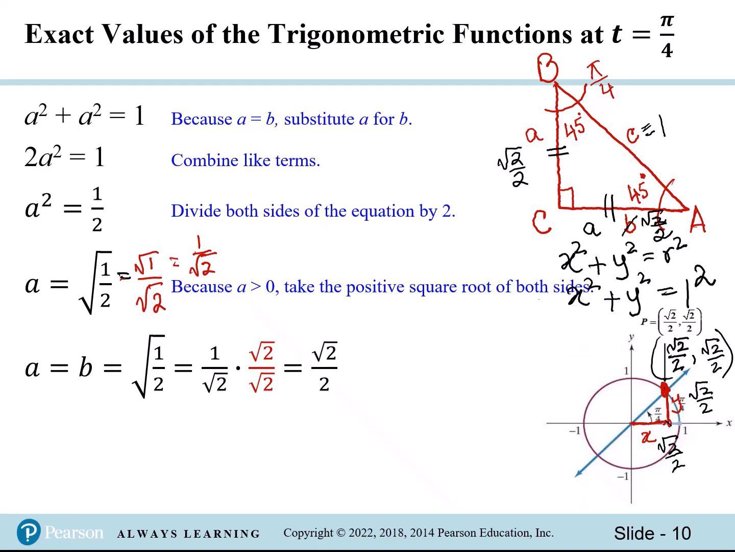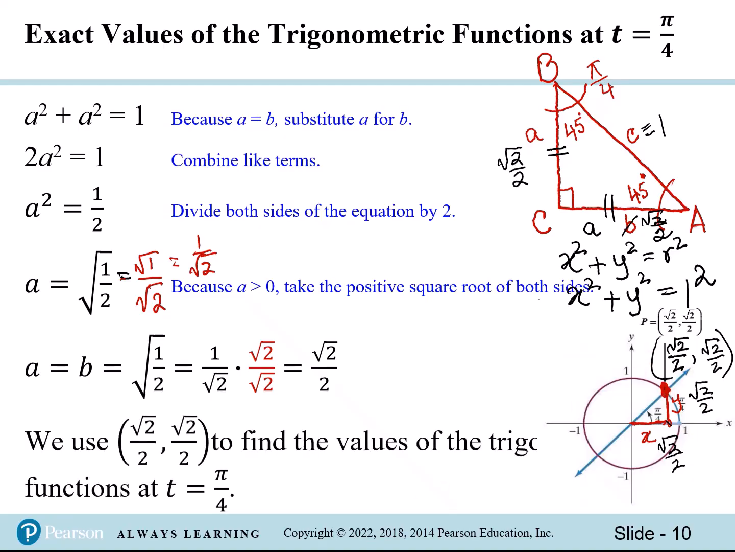For example, sine of pi over 4 is going to be the y value, which is square root of 2 divided by 2. Cosine of pi over 4 is going to be the x coordinate of this point, which is square root of 2 divided by 2, and so on. In the next slide, we are going to use these two coordinates to find the values of the trigonometric functions at t equals pi over 4.